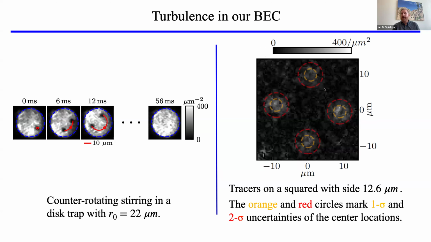We then have tracers as I described before. The orange and red circles are marking both the 1 and 2 sigma uncertainties, or actually widths from a Gaussian fit of these things. And these are determining the accuracy with which any one measurement can identify the center of these and therefore infer both L as well as the velocity increment.